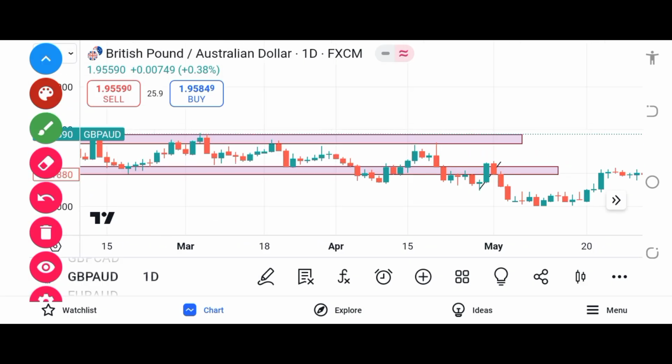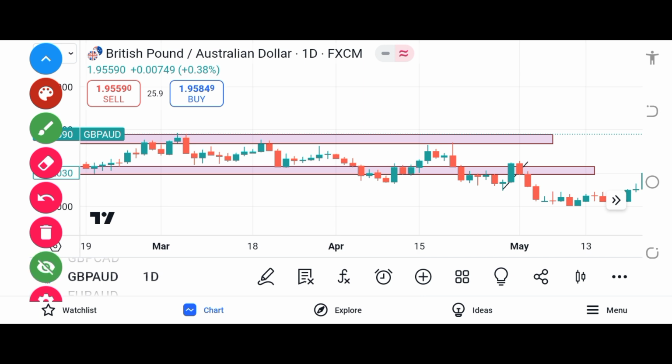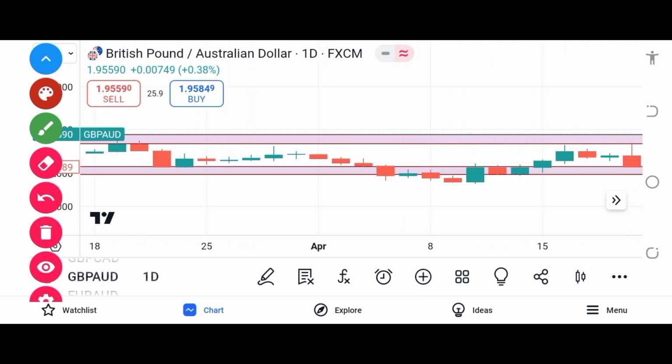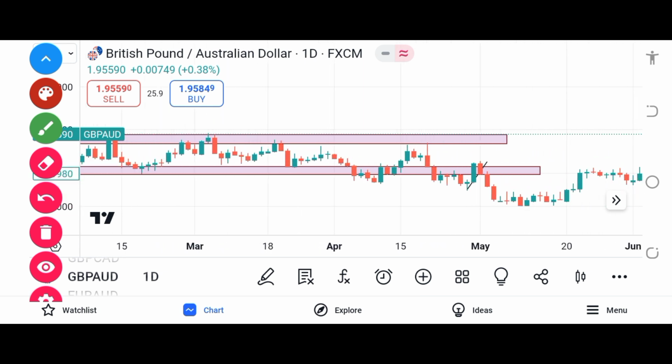Let's see this. Did it break below it? Yes, it broke below it. The candle closed below the support zone. You can see the candle. The body closed below the support zone. So after this, we enter a trade on the next candle.